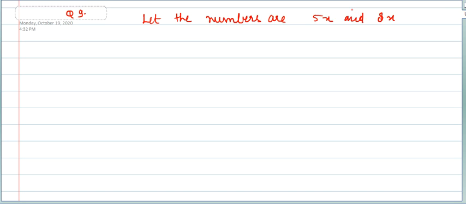LCM का concept आपको पता है, तो इस question को बहुत जल्दी कर पाएंगे. LCM means least common multiple. Okay, देखो 5 और 8 का LCM क्या होगा 40 और x का LCM x होता है. So we just write LCM of 5x and 8x equals 40x.